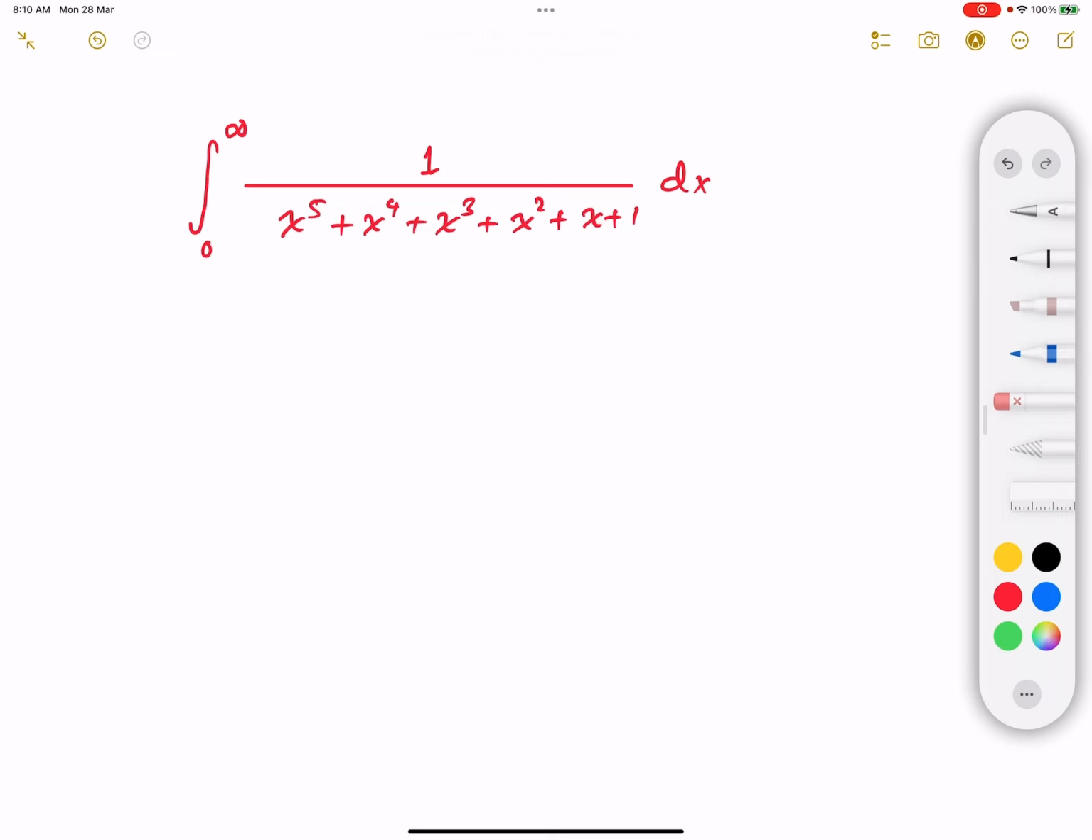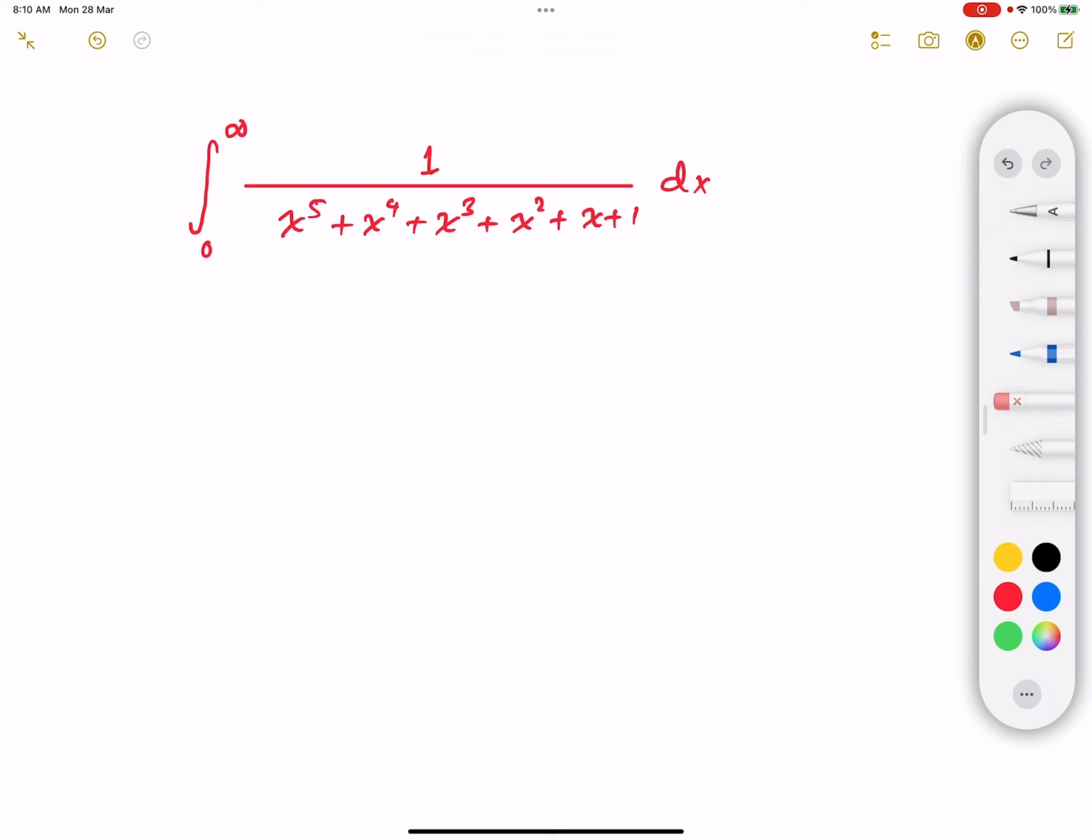So the integral says from 0 to infinity of 1 over x to the power 5 plus x to the power 4 plus x to the power 3 plus x squared plus x plus 1 dx. One way to solve this integral is to reorder the terms in the denominator. We can notice that we can take x cubed plus 1 as a common factor.